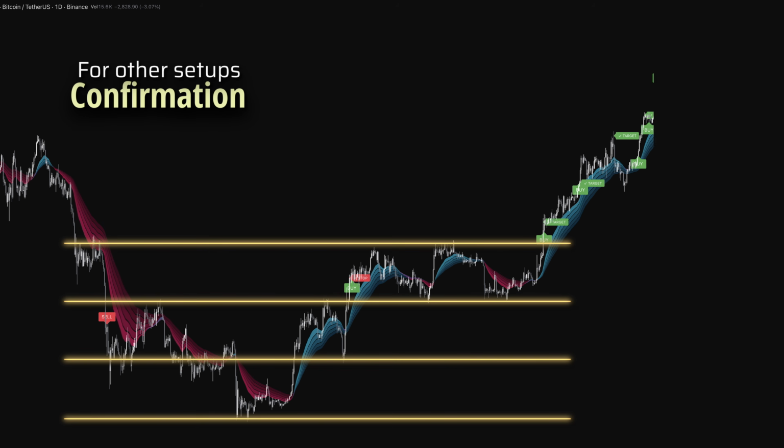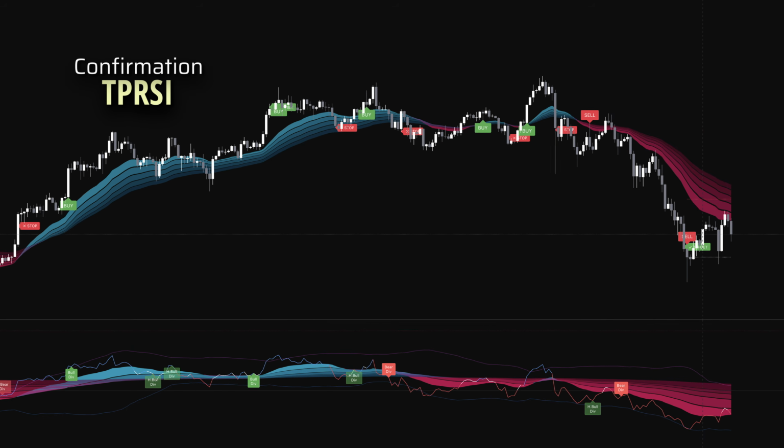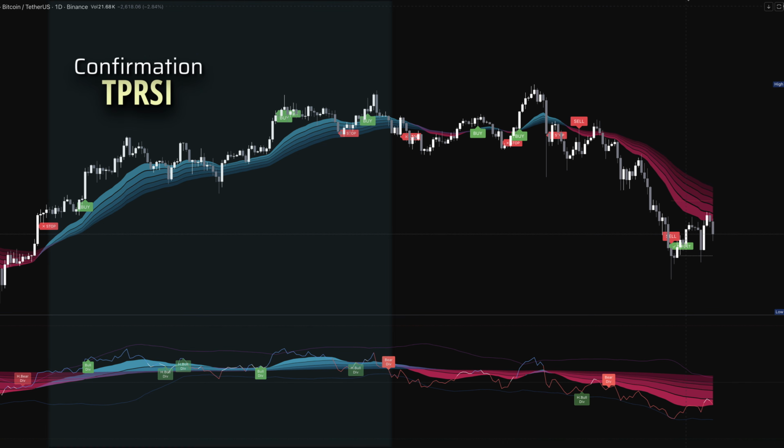The automated risk management handles stops and targets for you. Combine with the TP-RSI tool for additional filtering. Take long signals only when RSI shows bullish conditions and shorts when RSI is bearish. This double confirmation reduces false entries during weak trends. More about that in upcoming videos.